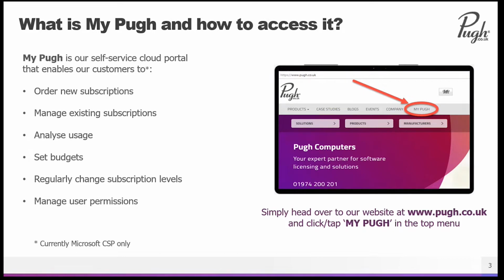So at the moment, the portal is for Microsoft CSP only. We do have plans to cover more vendors, hopefully in the future. So that's something we might work on in the coming months to expand the portal really. And it is available to all our Microsoft CSP customers. So you've all been invited today to this webinar because you are Microsoft CSP customers of ours. So you should have had an invite to MyPugh already, but if that's been missed or if you're not sure, just let us know and we can resend the invitation to get you set up.